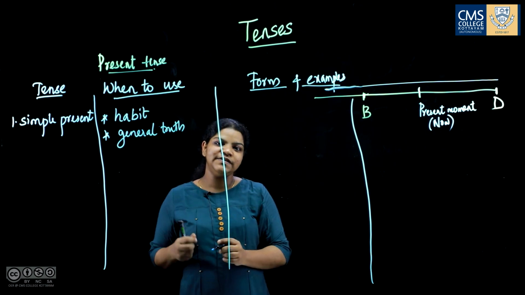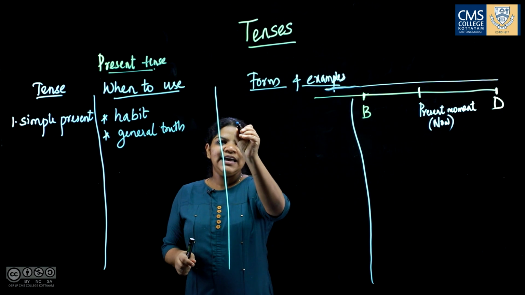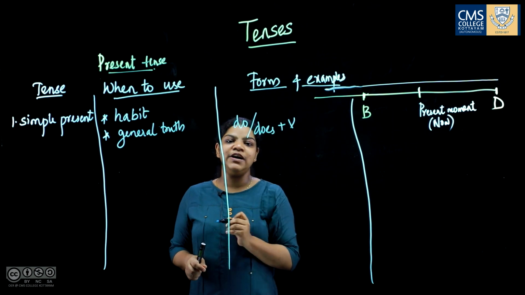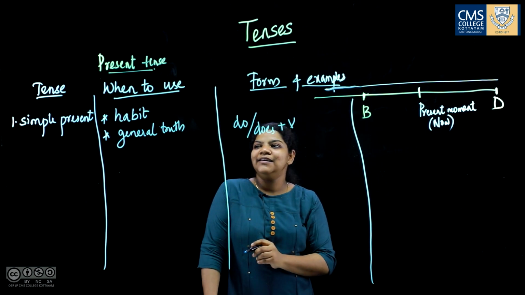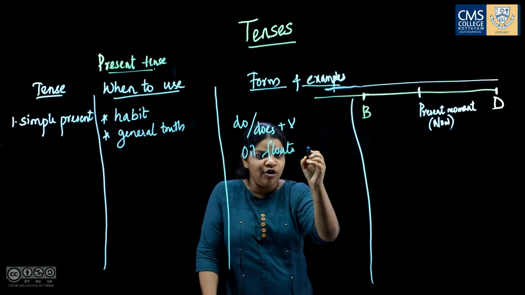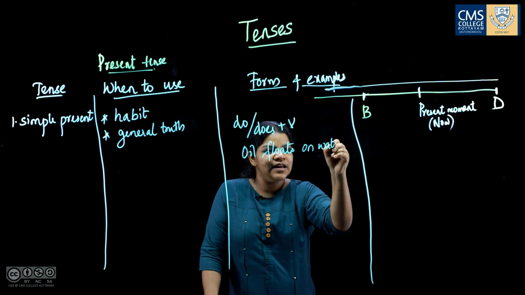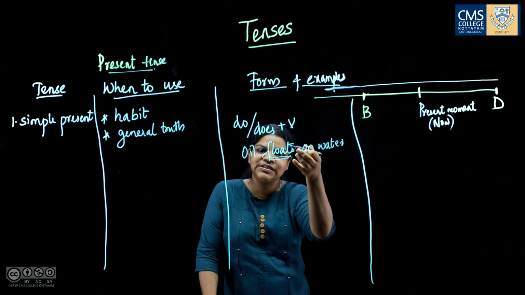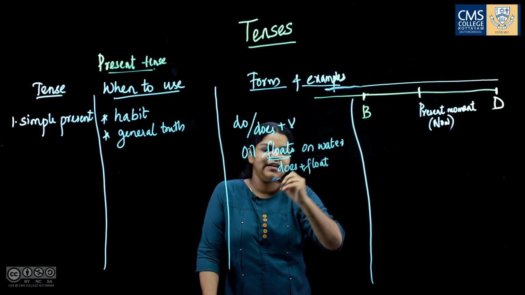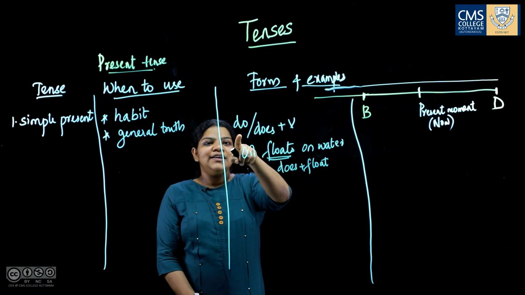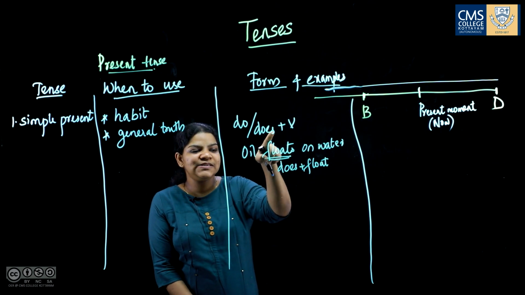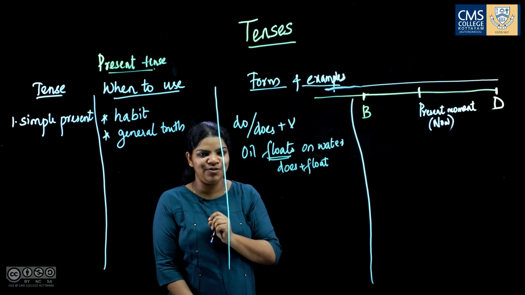Now what is the form of simple present tense? As we said before, it can be do or does plus the verb. That is, when I say oil floats on water, floats is the verb, and when you split it, it is a combination of does plus float. Or in other words, you use do plus verb when there is a plural noun, and you use does plus verb when there is a singular noun.